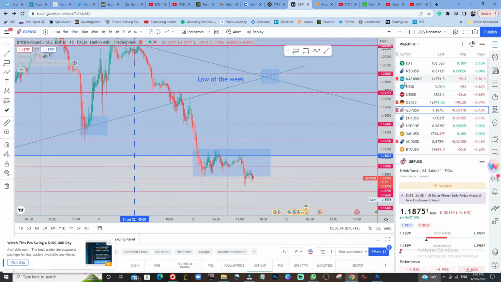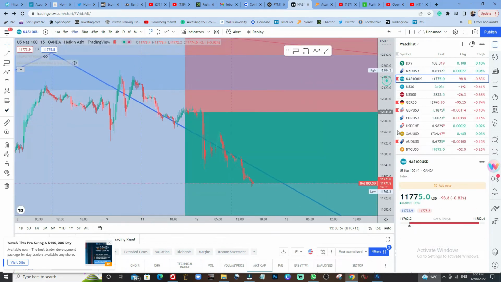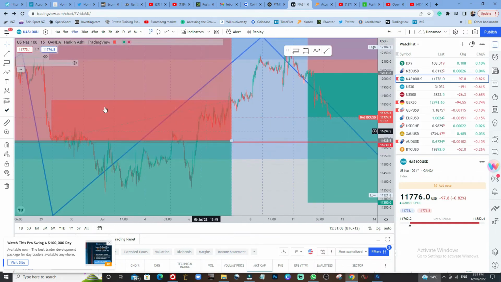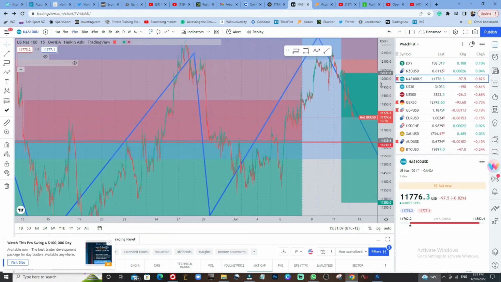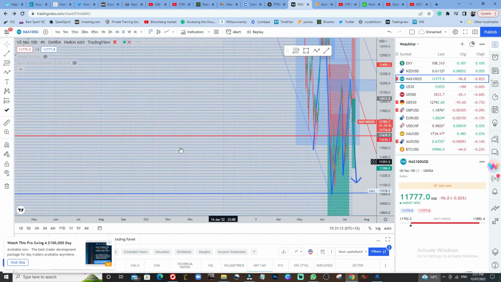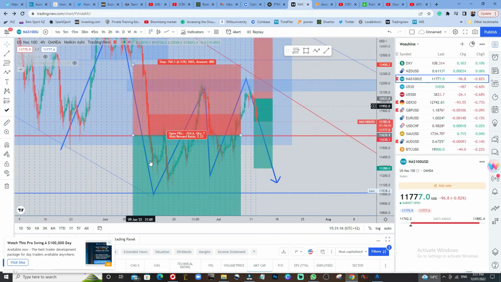Now back to the NAS 100. NAS 100, you can see that the market has really tanked down. I entered this one, I was in losses. Let me bring it to 4 hours so that you can see it clearly. I entered this trade last week. Look at it. It came up. It entered the profit. It pushed up again, down, then up.